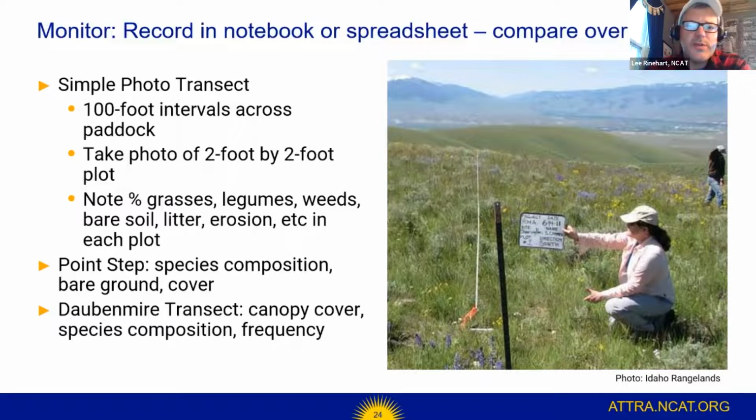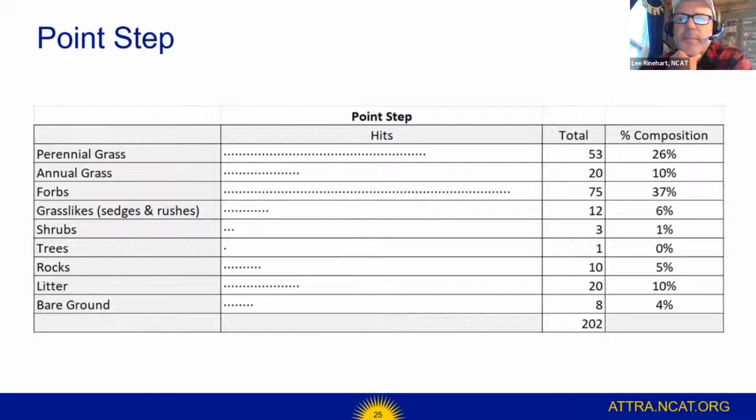Let's go to the next slide, and we'll talk about point step a little bit, because this is kind of similar to Troy Bishop's dart method, but the point step is actually where you put a mark on the tip of your boot, and that's your sampling point. And so as you walk across the field, you'll take like 5 paces, and then you record whatever falls directly beneath the mark on your foot, right?